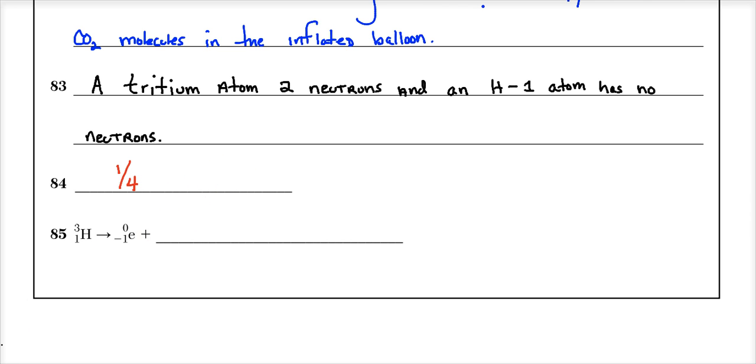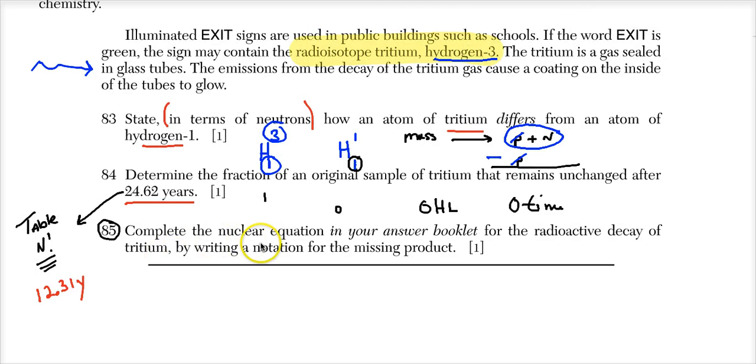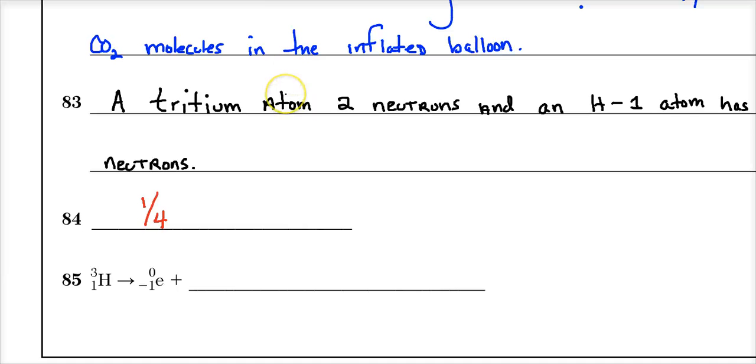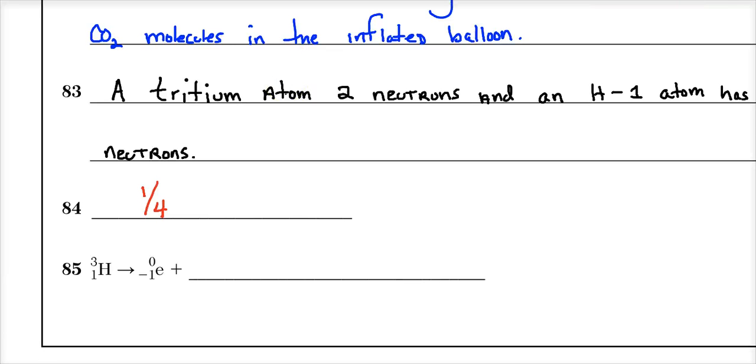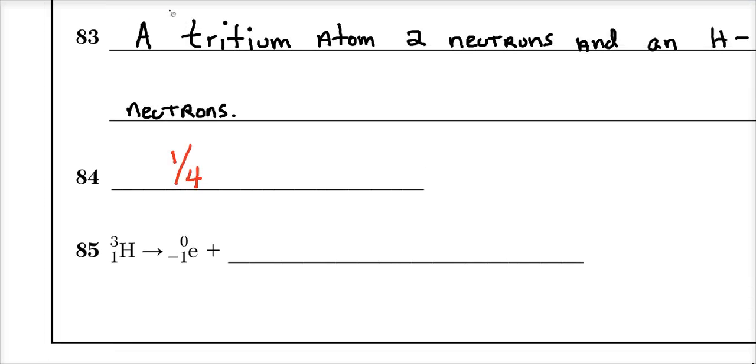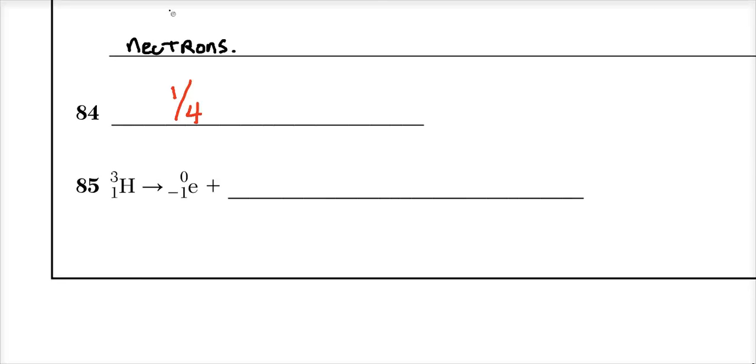So number 85, last question. Number 85, complete the nuclear equation in your answer booklet for the radioactive decay of tritium by writing a notation for the missing product. So let's go to the answer booklet. Okay, well, let's get this a little bigger here so we can see what's going on. And we're going to finish this decay. Now, this is called natural transmutation because by itself, you're going to see tritium get its nucleus stable by giving off this beta particle.